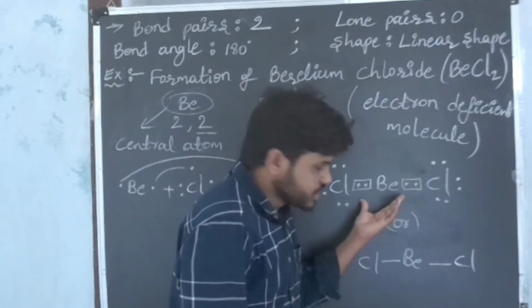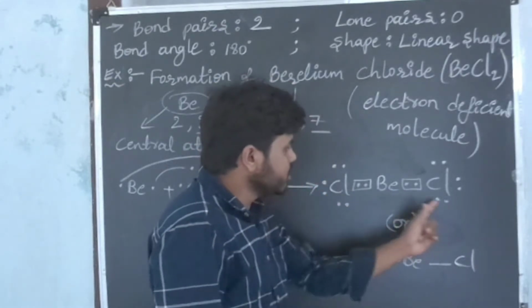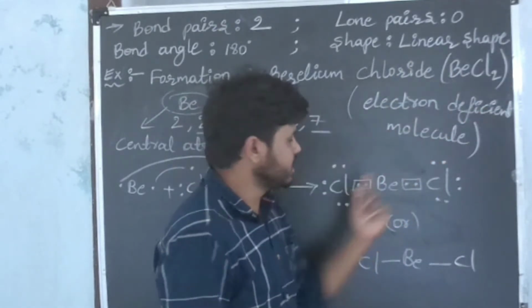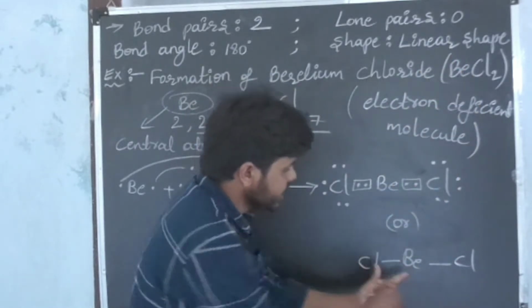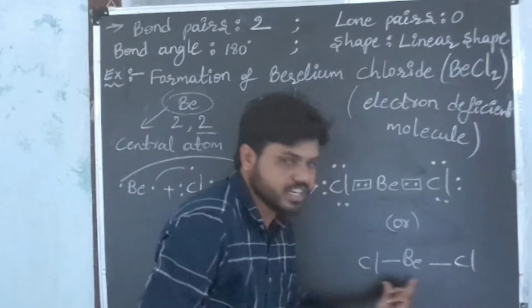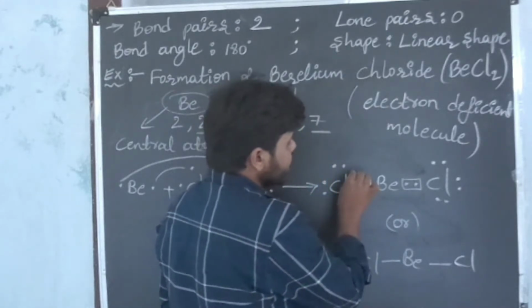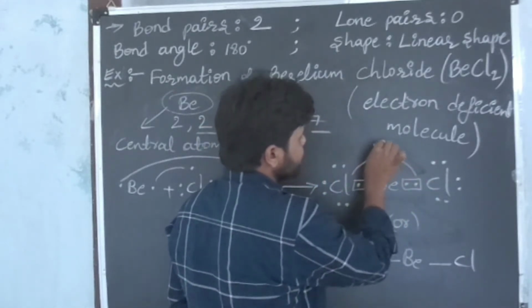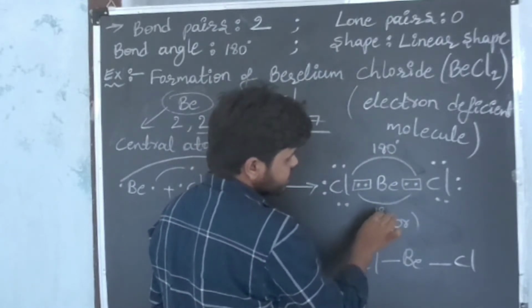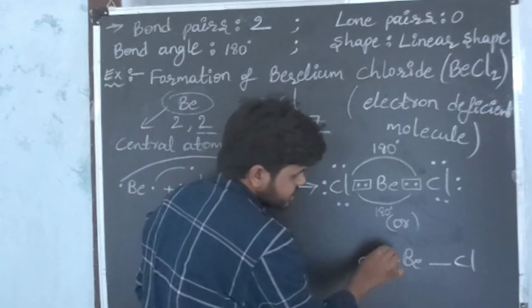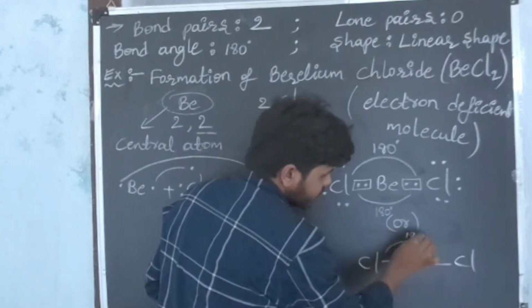By looking at this structure, we can say the shape of the molecule is linear. The shape of the beryllium chloride molecule is linear. Here also the shape of the molecule is linear, and the bond angle is 180 degrees. Bond angle is what? 180 degrees. Here also the bond angle is 180 degrees. Same here, 180 degrees.